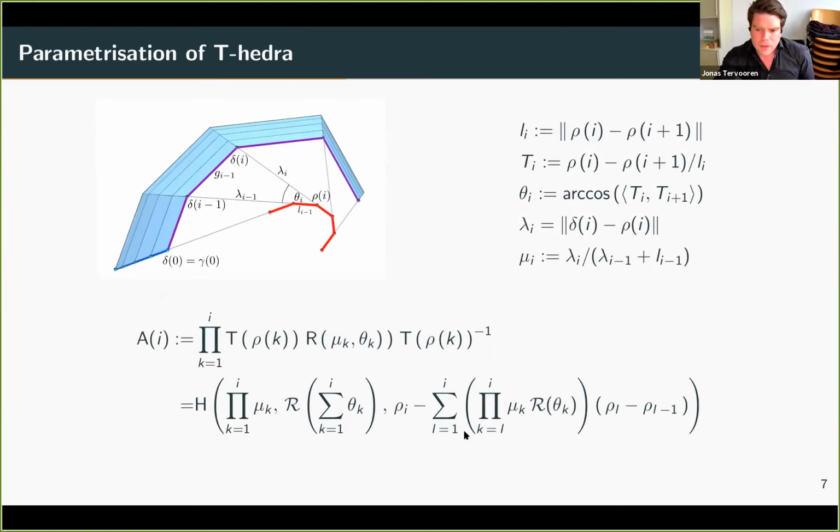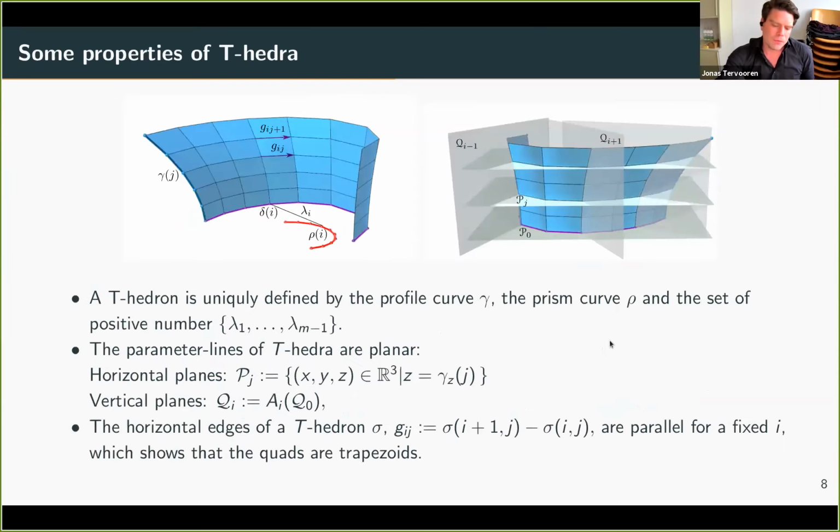And the motion curve can now be written in the following way, where we see here that the stretching factor is given by the product of the moves, the rotation is given here, and this is the translation at the end. Before we come to the deformation of these surfaces, let's consider some of the properties.